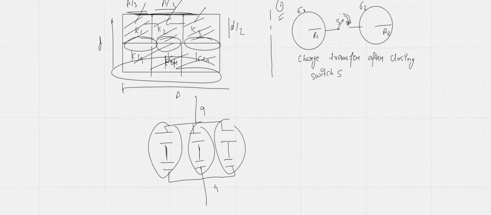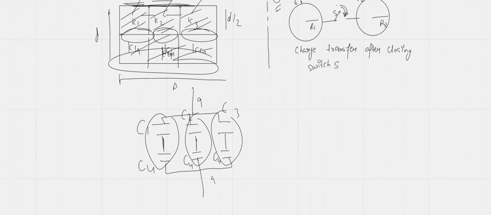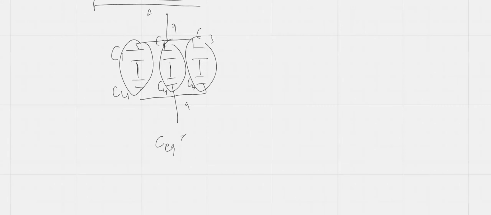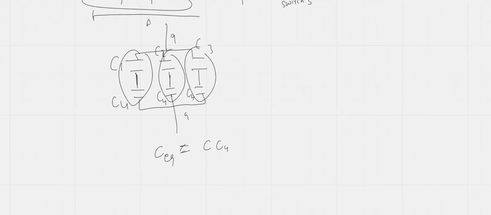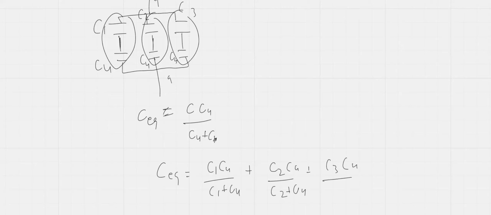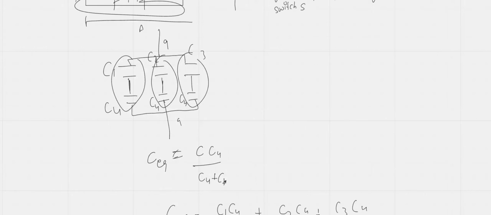Understood? C1, C2, C3, C4, C4, C4. So basically, you have three conditions. If I write C equivalent for a single one, you are going to get C1 C4 divided by C1 plus C4. So the final C equivalent will be C1 C4 divided by C1 plus C4, plus C2 C4 divided by C2 plus C4, plus C3 C4 divided by C3 plus C4. Clear? And C1, C2, C3 you can directly calculate.